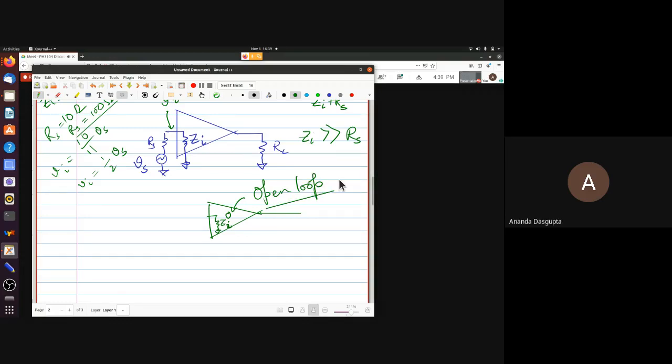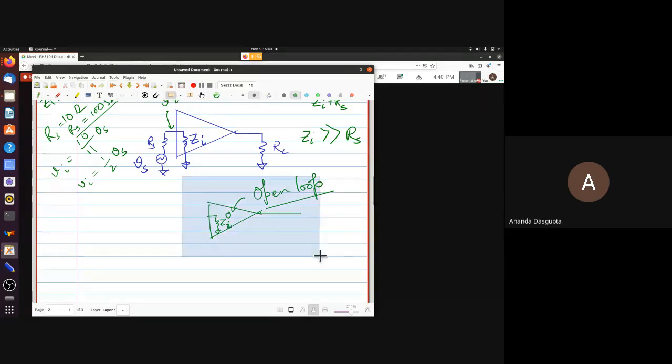Now, I'm pretty sure most of you are aware of this. When you say open in electronics, what you mean is some circuit is disconnected. It's off. The loop in this nomenclature is actually the feedback loop. Open loop means the feedback loop has been opened out. It has been disconnected from your circuit. So ZiO is simply whatever input impedance you have without the feedback.